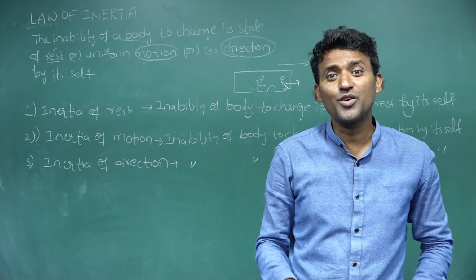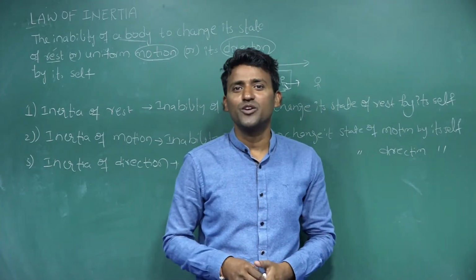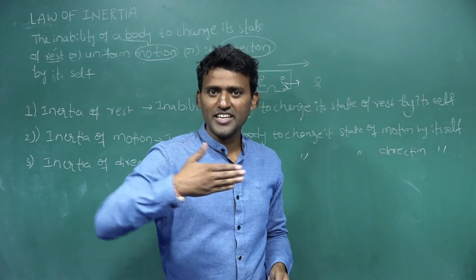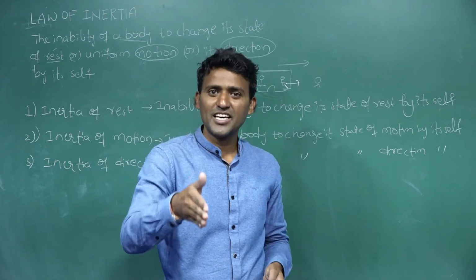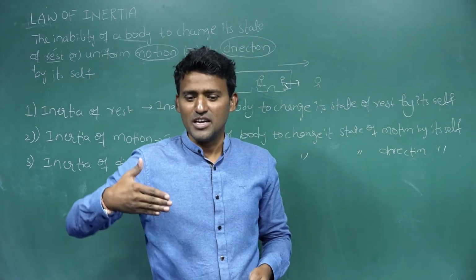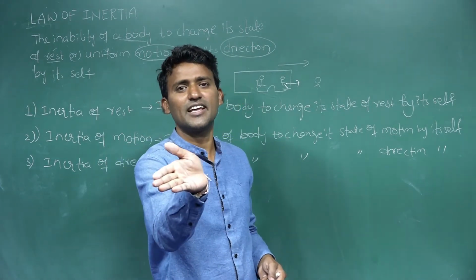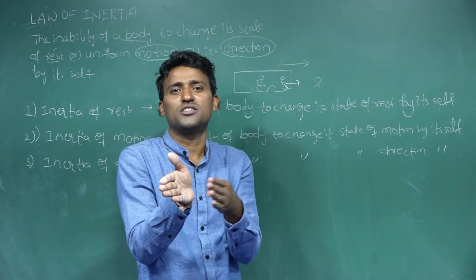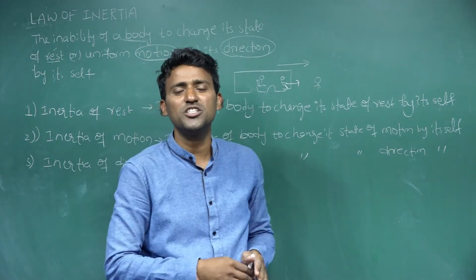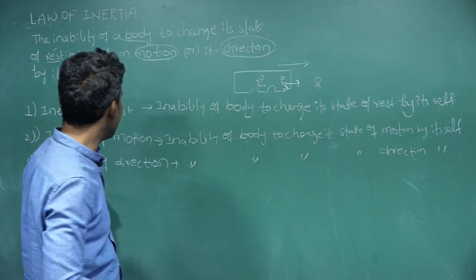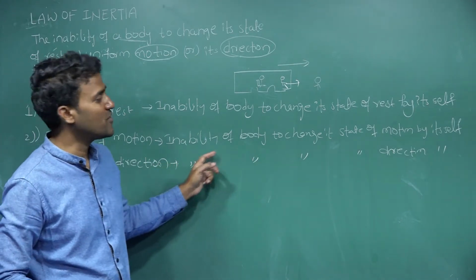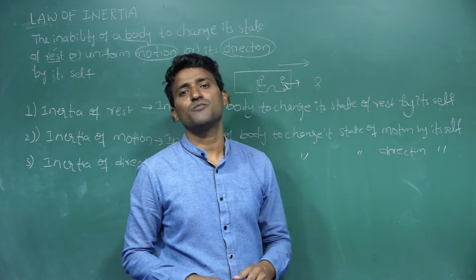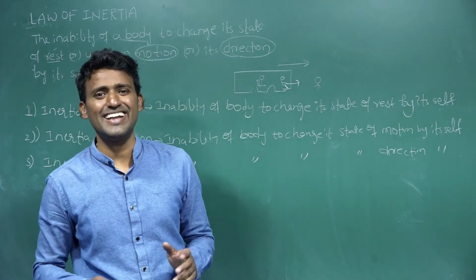If you have doubt, you can check it when you are going on a journey. At that moment, you can observe when the bus is taking a turn. When you are sitting in the car and the car suddenly takes a turn, you will fall in the opposite direction. That we can call inertia of direction: the inability of a body to change its state of direction by itself. That is called inertia of direction.